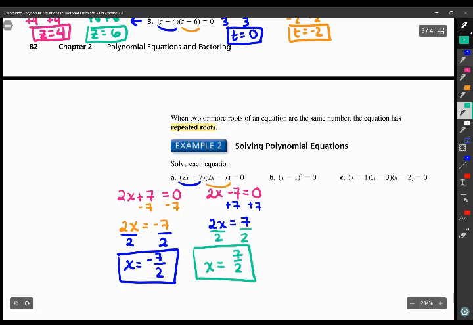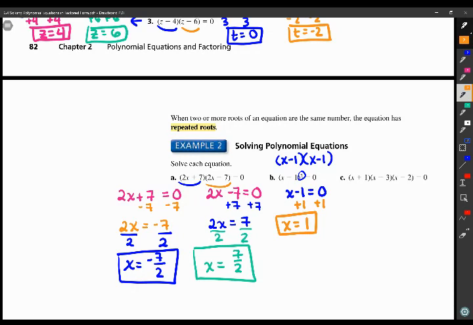For B, notice that this one, because you have a little power of 2 here, that really means that you have x minus 1 and x minus 1. But I only have to set one of them equal to 0 because I get the same answer either way. So x minus 1 equals 0. If I'm going to solve that, I'm going to add 1 to both sides. So we get x is equal to 1. And I really end up with only one solution there because both of them give me the same answer.